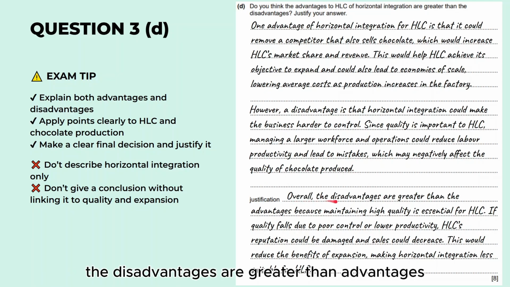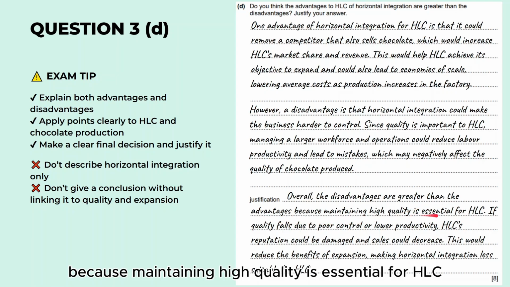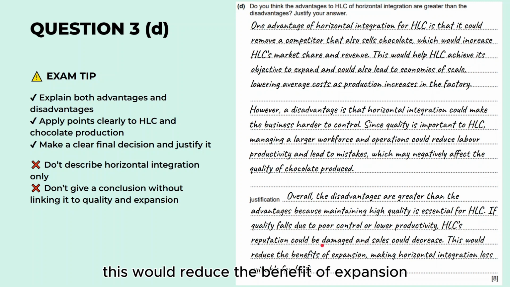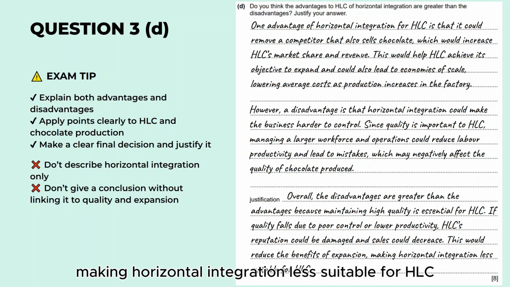Justification. Overall, the disadvantages are greater than the advantages because maintaining high quality is essential for HLC. If quality falls due to poor control or lower productivity, HLC's reputation could be damaged and sales could decrease. This would reduce the benefit of expansion, making horizontal integration less suitable for HLC.